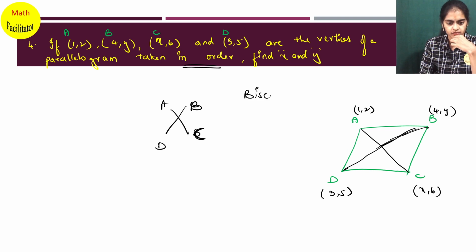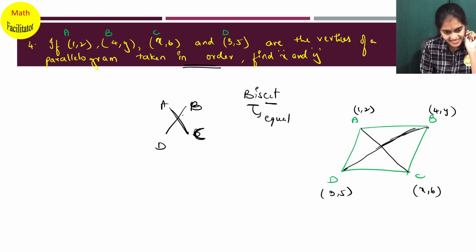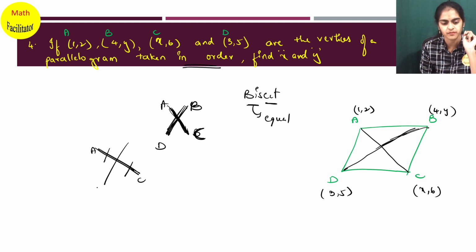Bisect means dividing into two equal parts. Bi means two, right? So bisecting means two equal parts. If I say these two lines are bisecting each other, it means BD is dividing AC into two equal parts and AC is dividing BD into two equal parts. So this part is equal to this part, and also I can say AC is dividing BD into two equal parts. So this part is equal to this part.